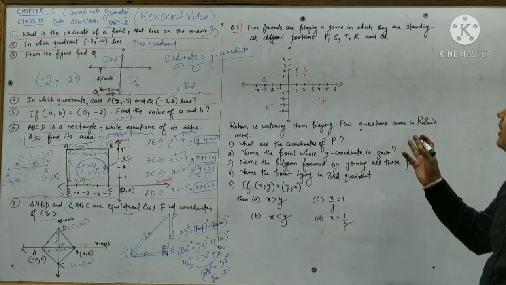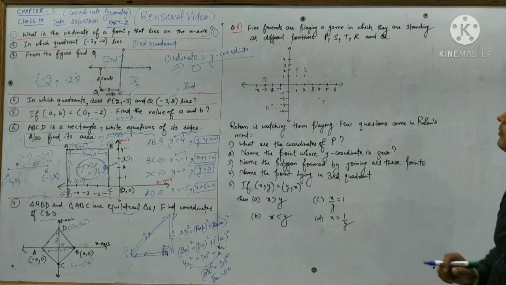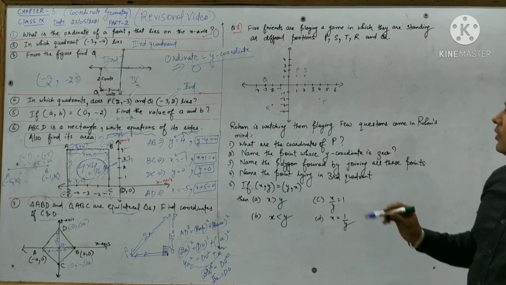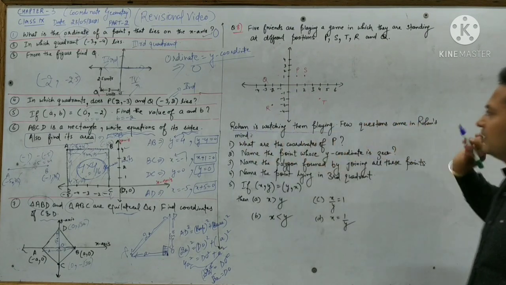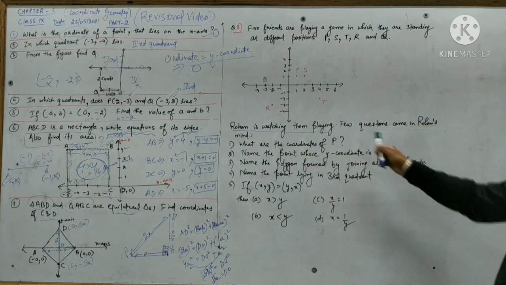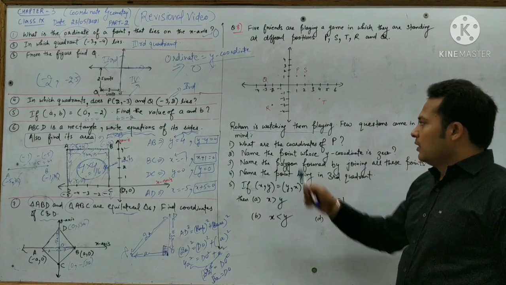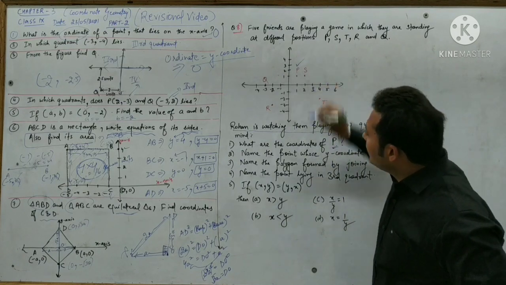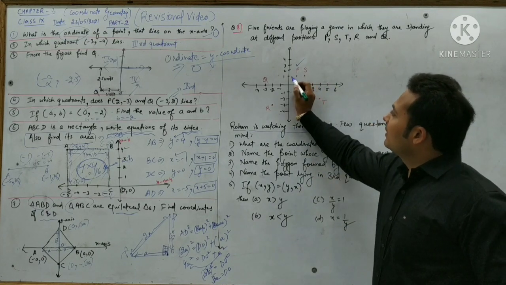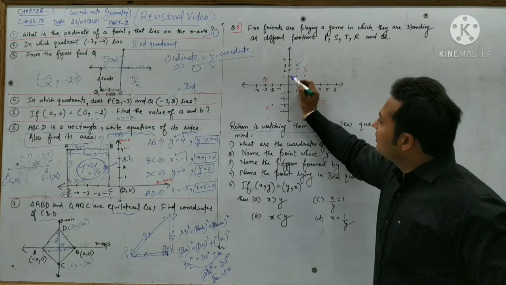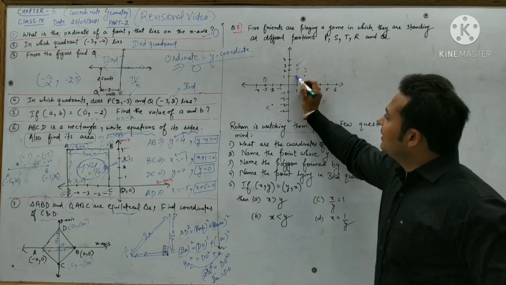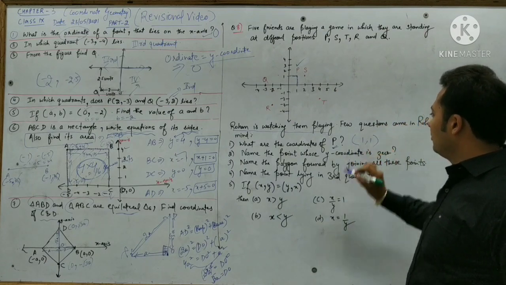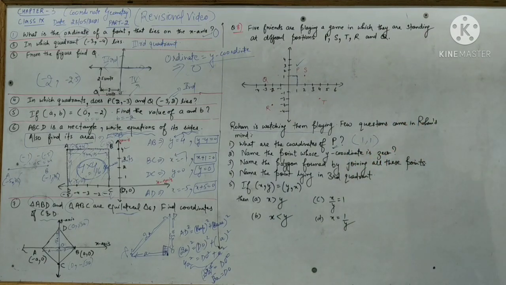Okay. Now see question number 8. 5 friends are playing a game in which they are standing in different positions P, S, T, R, Q. Rohan is a person who is watching them play. Few questions came in Rohan's mind. What are the coordinates of point P? See bache, P coordinate has its distance from both x-axis and y-axis as 1, 1. Therefore, the coordinates of P will be 1, 1. It's lying in the first quadrant.